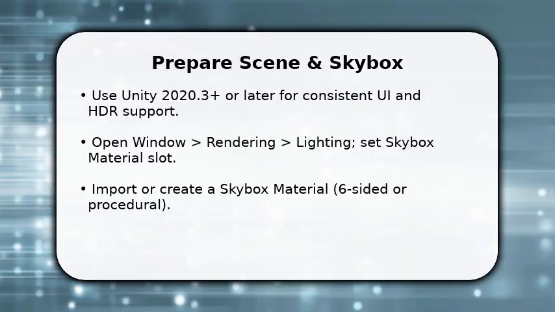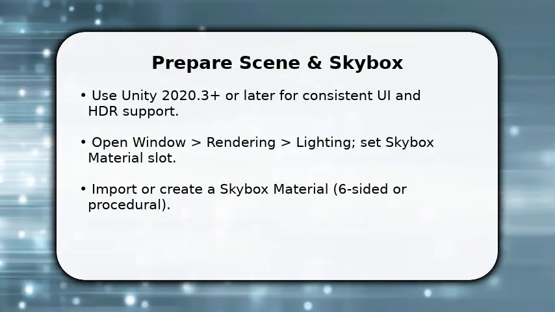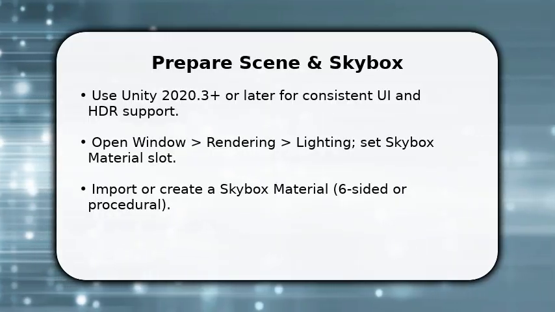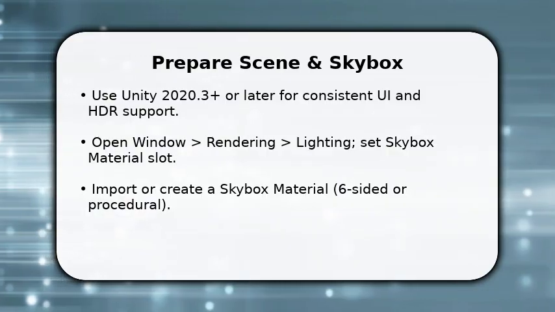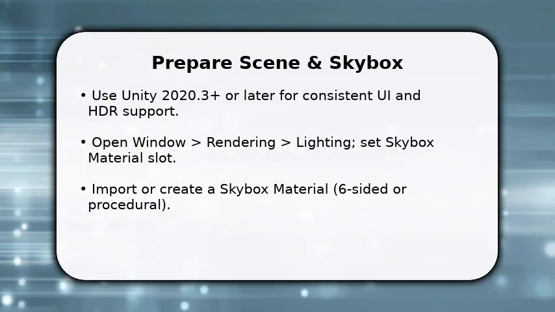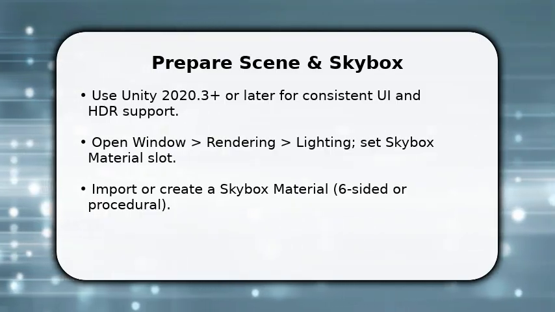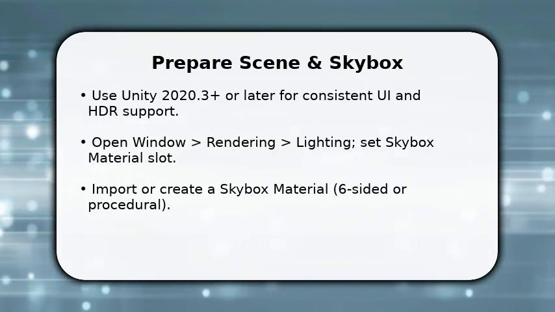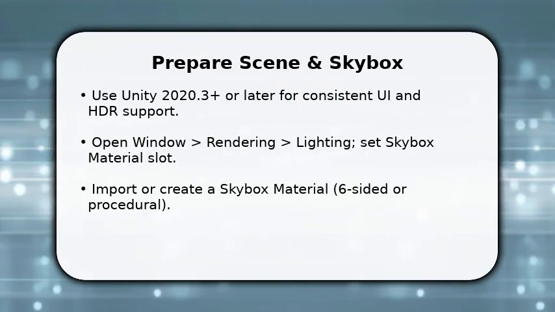You start by getting your scene ready and assigning a skybox. Open the lighting window and focus on the skybox material field. If you don't have a material, import a 6-sided cubemap or create a procedural skybox asset in the project. Once done, drag that material into the skybox material slot so the scene updates. You do this now because the skybox drives ambient lighting and reflections, which affects materials and post-processing immediately.